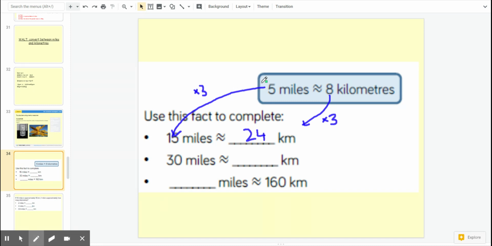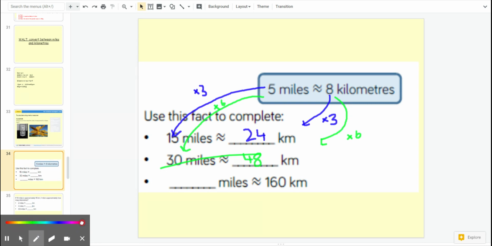Okay, how many times has 5 been multiplied to make 30? It's by 6, isn't it? So we need to do the same with our 8 times 6. 8 times 6, I always get stuck on this one, but I think it's 48. Please don't shout at me if I've got that wrong. Yes, it would be, wouldn't it? Because 8 times 5 is 40, add another 8 is 48.